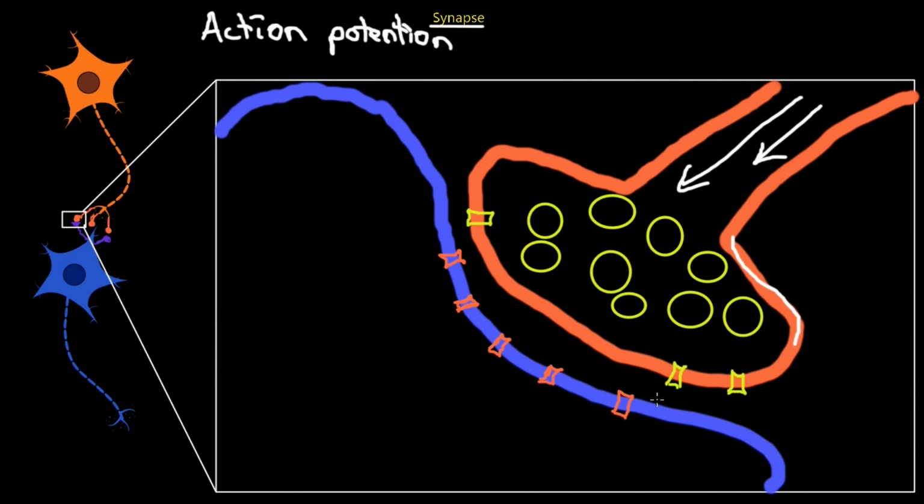We have an action potential. It arrives and it's going to open the voltage gated calcium channels. Now the calcium from the outside, from the synaptic cleft, is going to flow inside over here. It's going to flow inside to the axon terminal. Now the calcium influx triggers synaptic vesicles to release neurotransmitters.